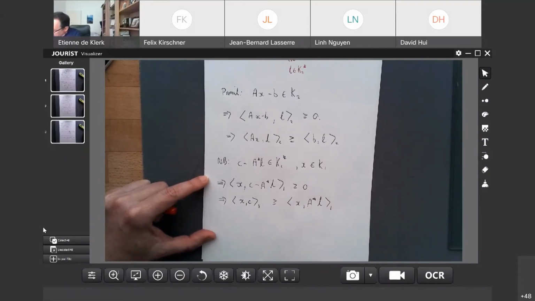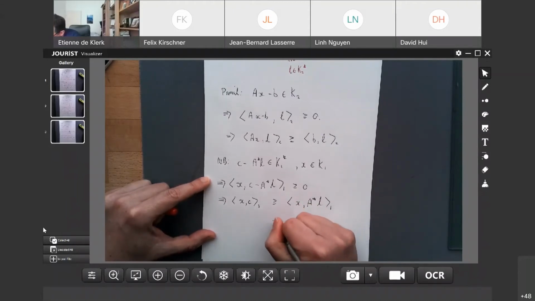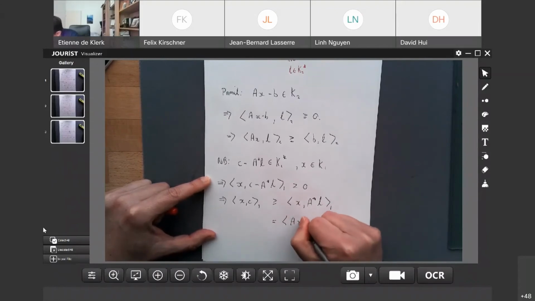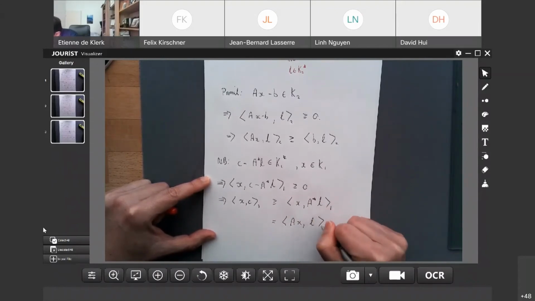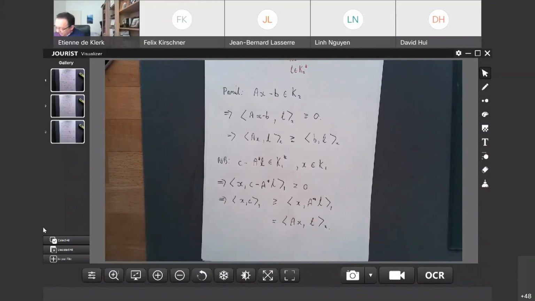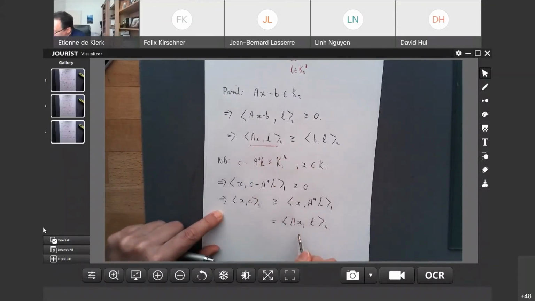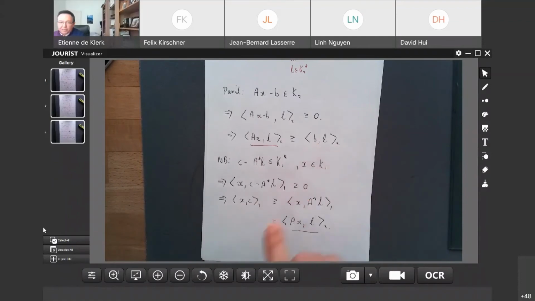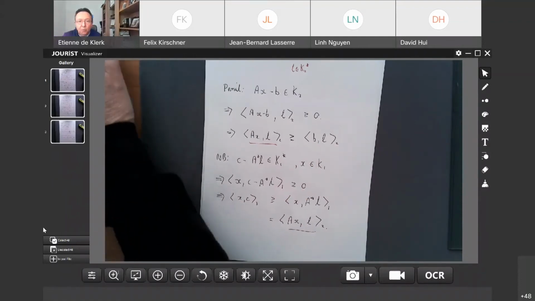And then, again, the trick with the duality is we can move the A star to the front, it becomes A, and then the duality just changes. So this can be written as AX with L in the other duality, the 2 duality. And this is the same thing as what we had there. So just putting it together, we get that this is greater equal to that. And that is exactly the weak duality theorem.